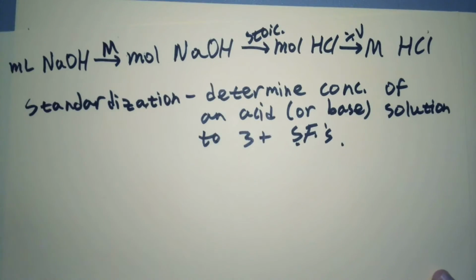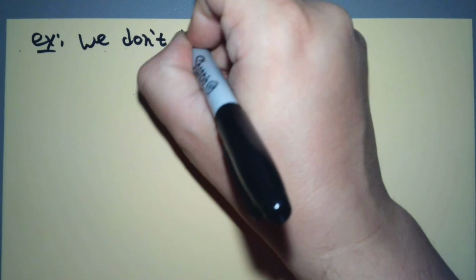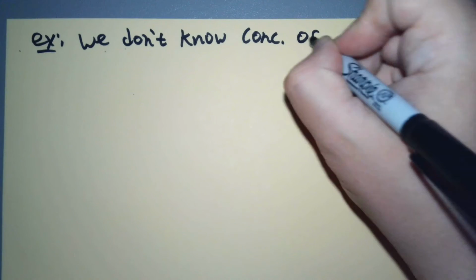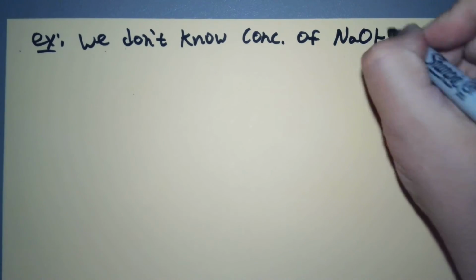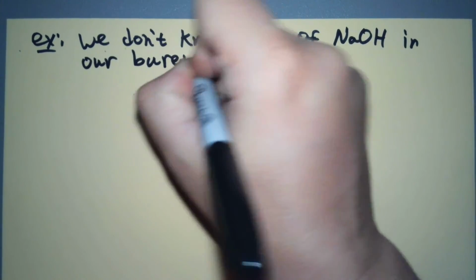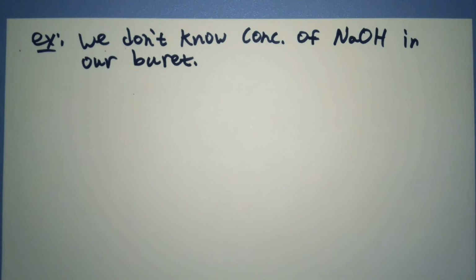So, let's do an example here, where we have to figure that out. Let's do another example of a standardization. We don't know the concentration of the sodium hydroxide in our burette. It's a common thing we have to do. We have to figure this out.